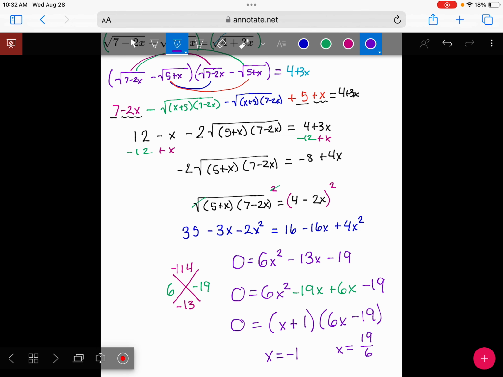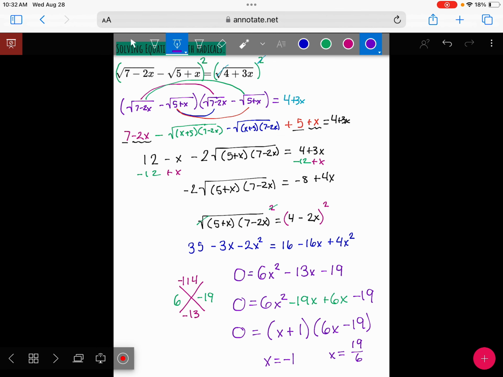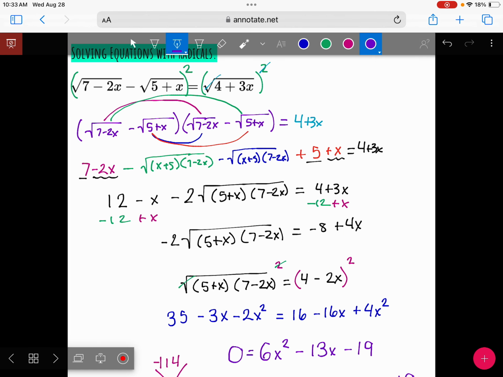Super gross. We have to check. Okay. Make sure there's no negatives under the radicals. Negative 1 times negative 2, that'll be positive. So 7 plus a positive number, positive. Okay, so 5 minus. All right. So negative 1 under there would be positive. Negative 1 under there would be positive. So the negative 1 is for sure valid.